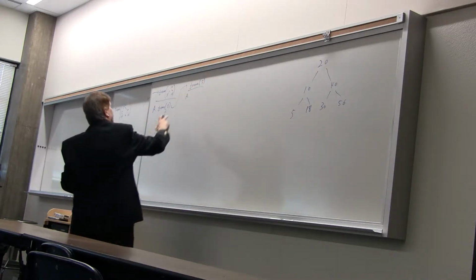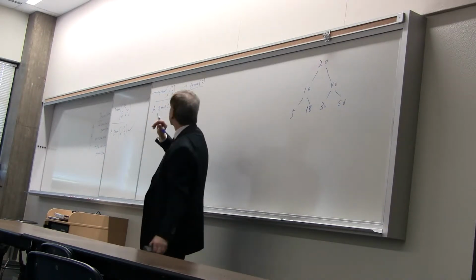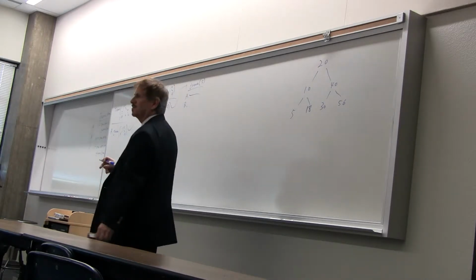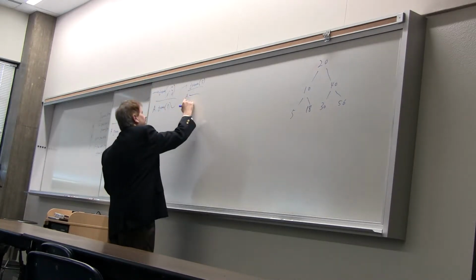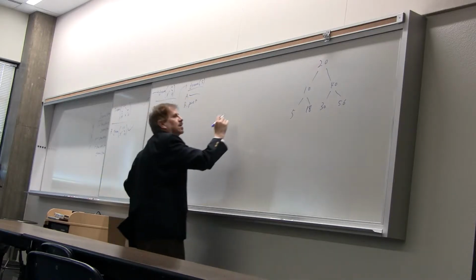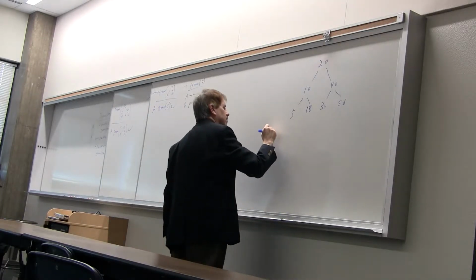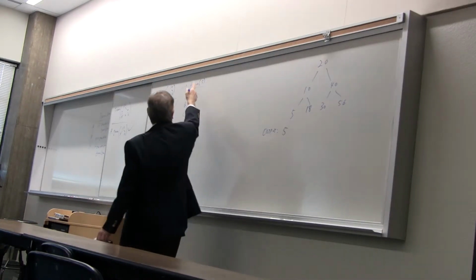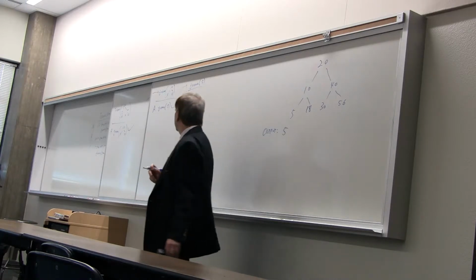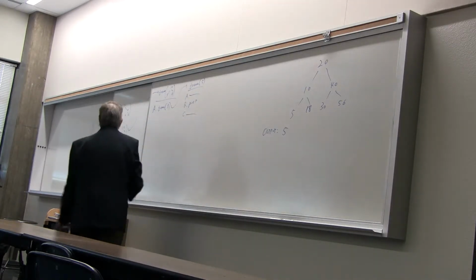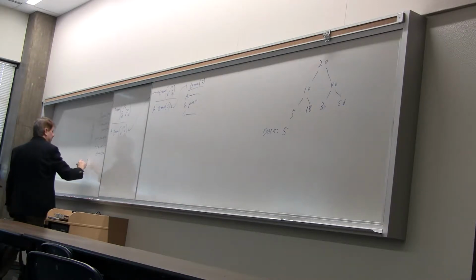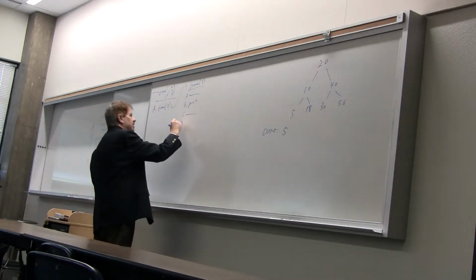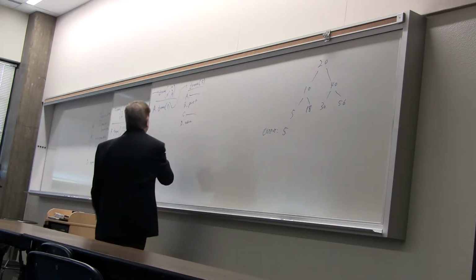Step A, is the left subtree of this null? Yes, so there's nothing to do. Step B, print the data at the root. So this will print 5. And so here's our output, and it's printed a 5. Step C, is the right subtree null? Yes, so there's nothing to do. And at the end of this, I'll be explicit and say return. So step D, return. Where do we return to?